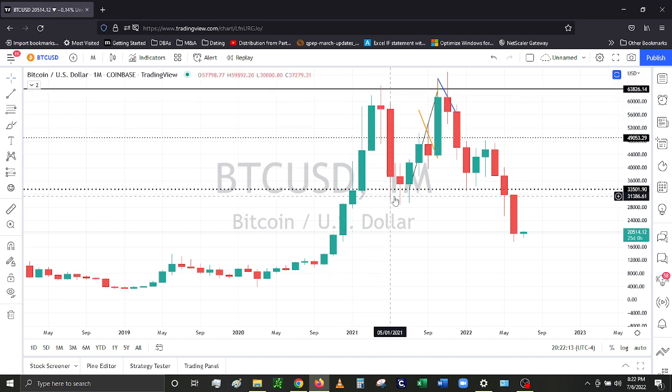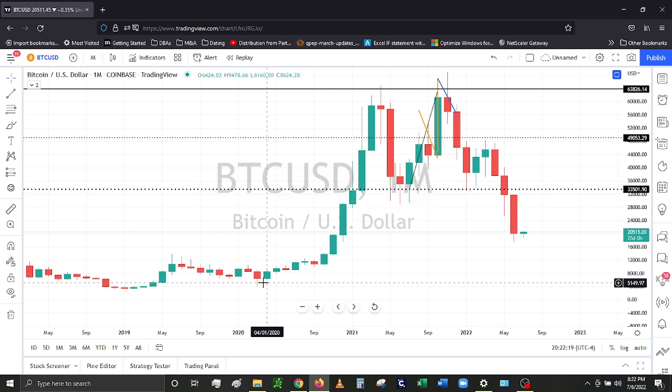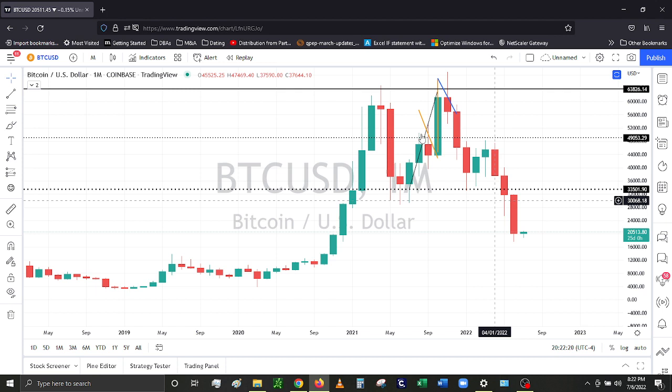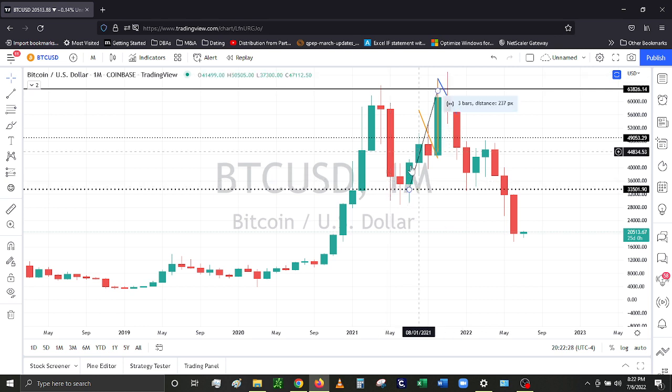Kind of topped out here, corrected. Totally normal. If I were to draw Fibonacci from here to here, this is probably between 38 and 50% retracement. Totally okay. And then you got like a wave 5 finish here, which is kind of like a zigzag, which is not unheard of either.